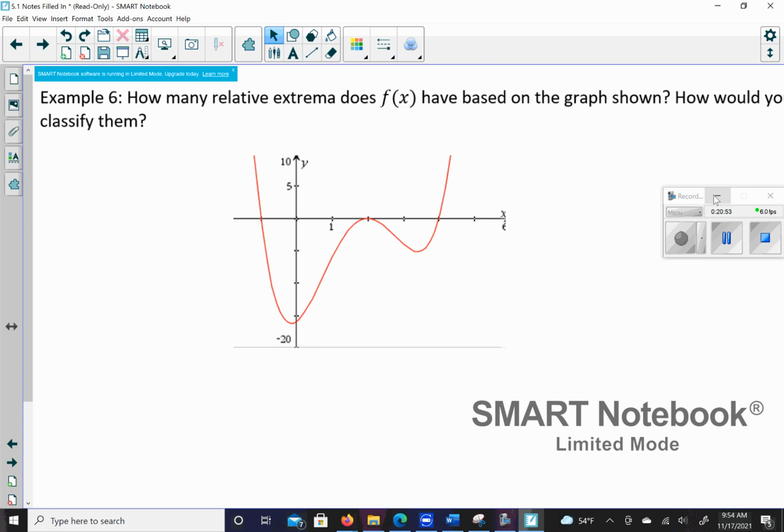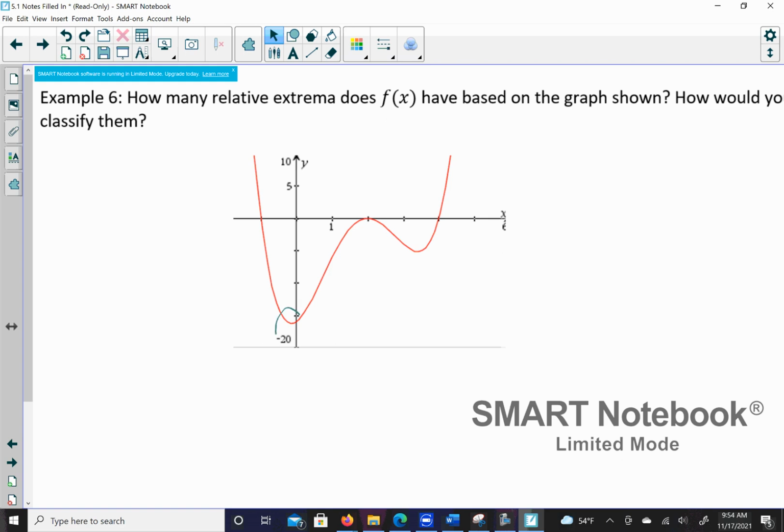Okay, the next one, I'm looking at this. It says, how many relative extrema does the graph have shown? So relative means that it doesn't necessarily have to be an absolute max or an absolute min. It's that place where the curve sort of changes directions. You have like a bump in the curve or a point in the curve.